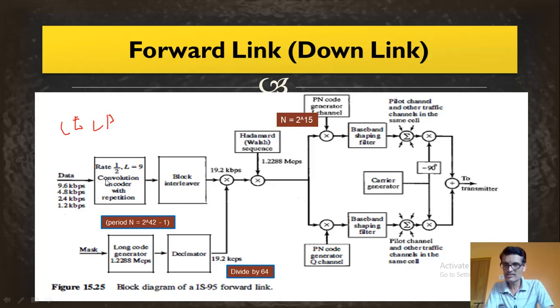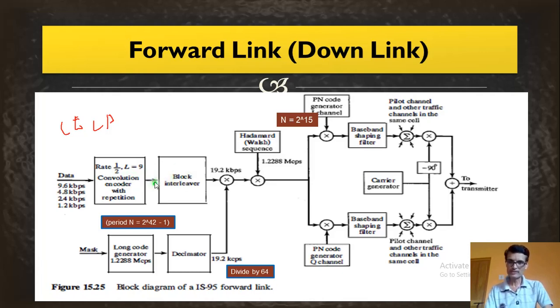So 9.6 kbps is the standard rate that I'll give to the convolutional encoder. What is the use of the convolutional encoder? Of course, it is used for error detection and correction. Convolution code is one of the important coding techniques, along with block coding. So the convolutional coding technique is used, which is a half rate coder with L equal to 9. Here L equal to 9 is the constraint length of that convolutional encoder. One bit will affect 9 bits. We will go through the meaning of constraint length later. So this is a half rate, L equal to 9 convolutional coder.